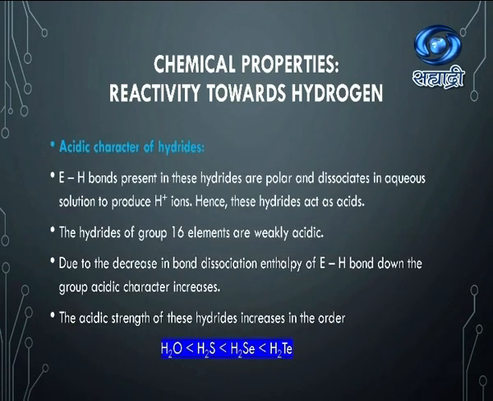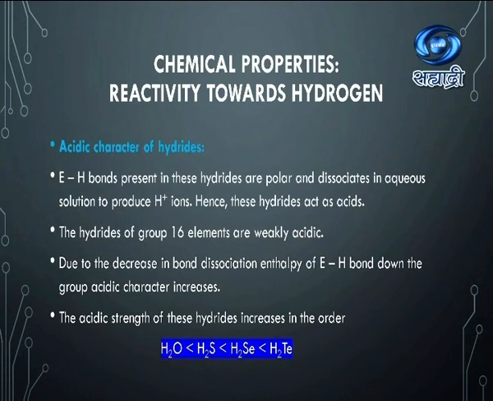Now some of the properties of these hydrides. The first is acidic character of the hydride. EH bonds present in these hydrides are polar and dissociate in aqueous solution to produce H+ ions. Hence, these hydrides act as acids. The hydrides of group 16 elements are weakly acidic. Due to the decrease in the bond dissociation enthalpy of EH bond down the group, acidic character increases.